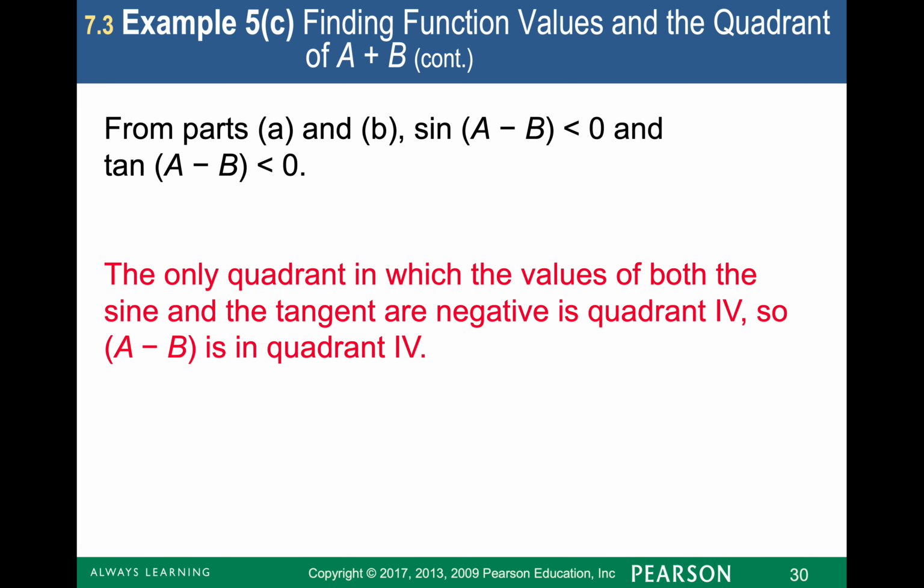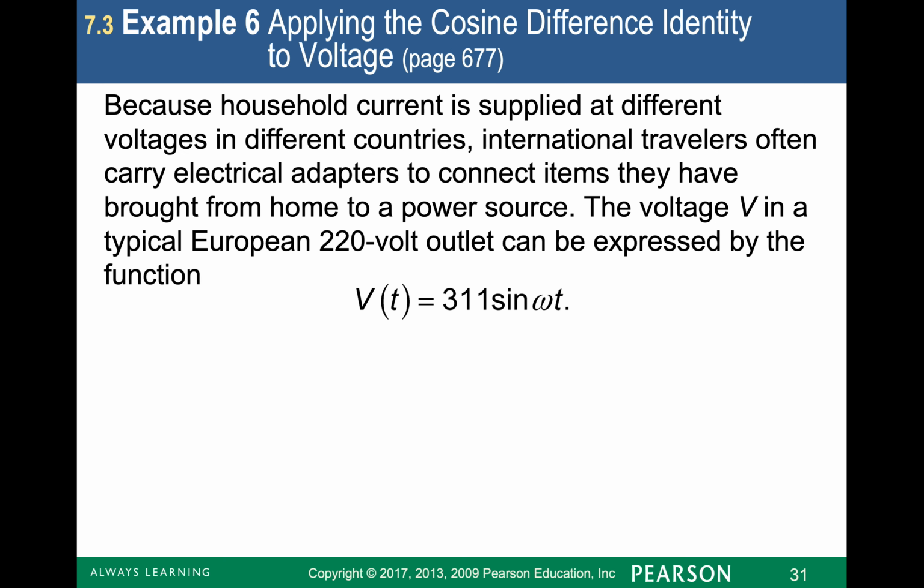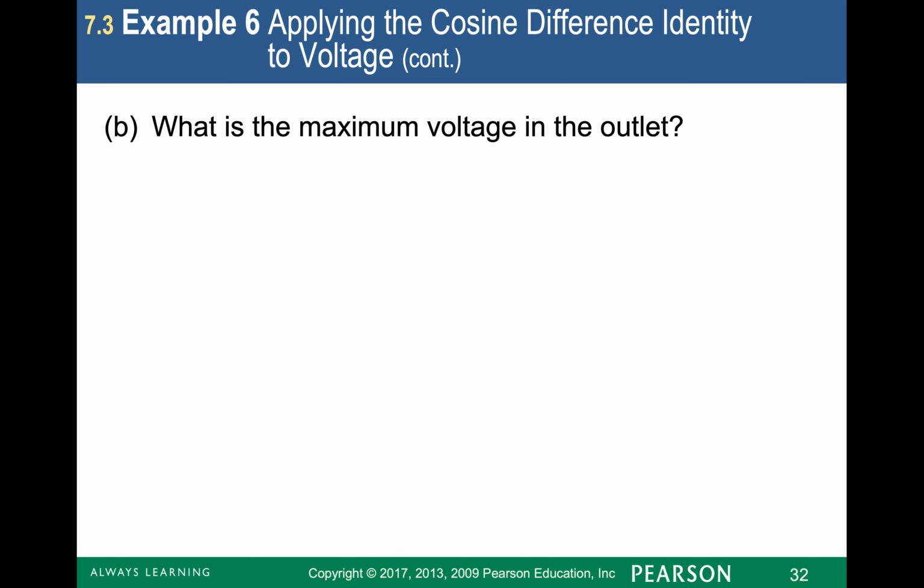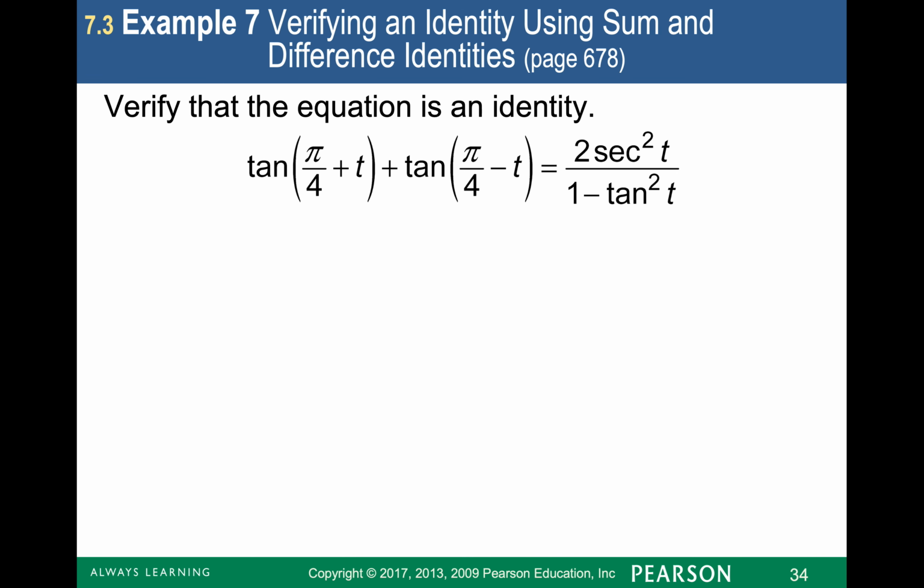The only quadrant which is going to satisfy both of these qualifiers is going to be quadrant 4. So that's how we know where they would be located, where sine is less than 0 and tangent is also less than 0. And that is going to conclude our lecture for the sum and difference.